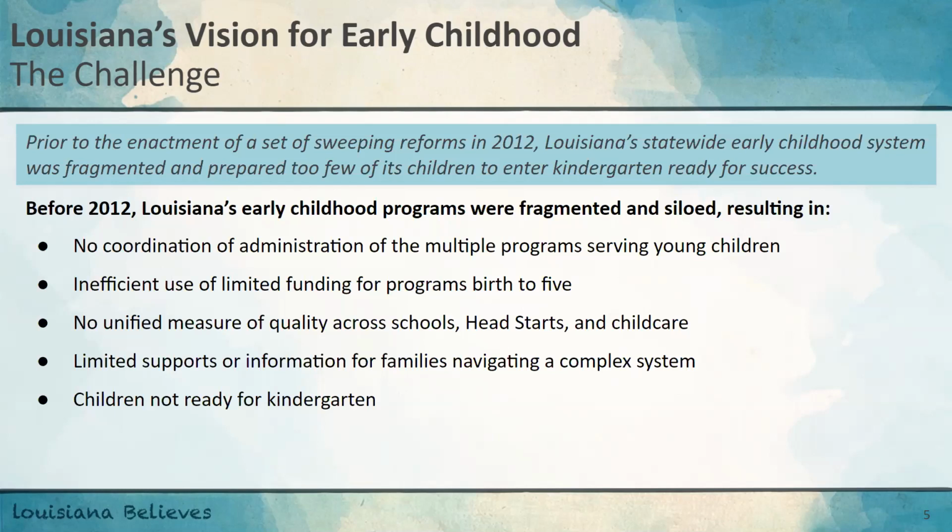As a result of that, there was no coordination across a community over the multiple programs serving young children. There was inefficient use of limited funding. We all know that early childhood funding is limited, and because of this lack of coordination, there were inefficiencies in how the funding was used. There was no unified measure of quality across the different early childhood program types. As a result, there was no way to meaningfully compare the quality of a pre-K program at a school with a Head Start or with a child care center. There was limited support or information for families who were navigating a complex system to enroll their children. And most importantly, children were not showing up to kindergarten classrooms ready and on track for success.